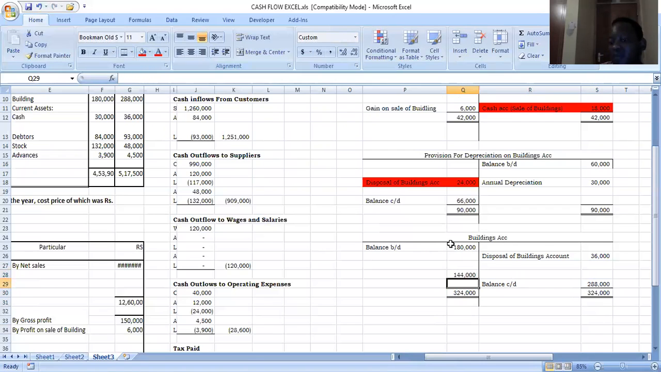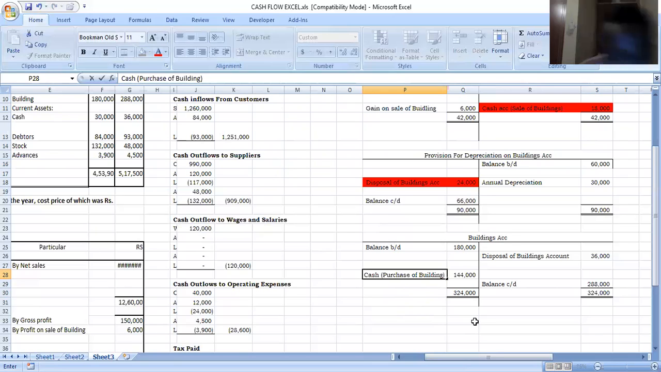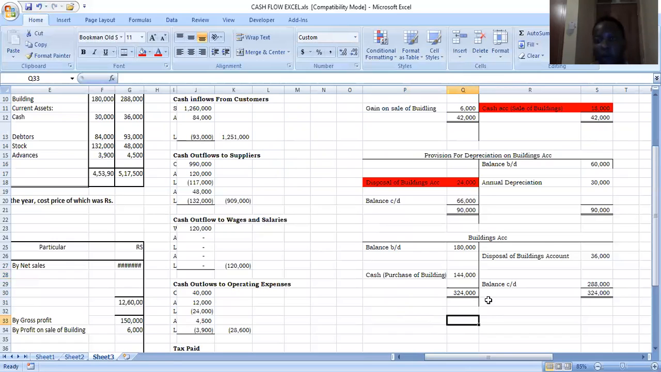So this is an increase in buildings. Since it's on the debit side, this must have been by cash. It means that buildings were bought during the year. So you can have it in brackets, purchase of buildings, which is an investment. So buildings were purchased during the year at 144,000 shillings. So the increase in buildings in this case is 144,000, via purchasing, which is an investment.